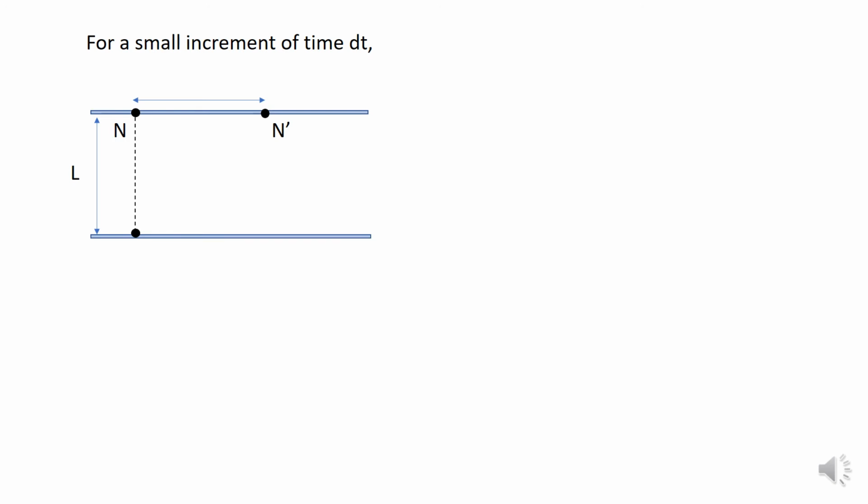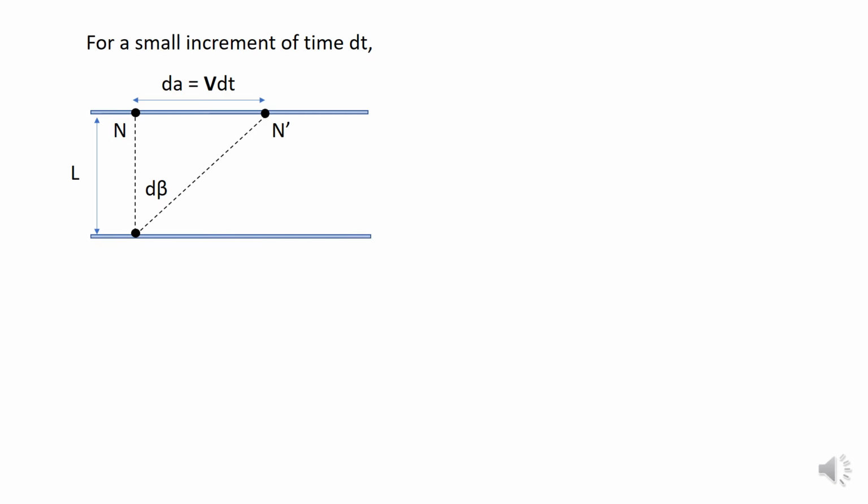So the distance travelled by the fluid particle at point N is taken as dA, which is equal to velocity into the time taken. That is, dA will be equal to v into dt. The angle subtended by N and N dash with respect to M is taken as d beta. This d beta will be your shear strain.